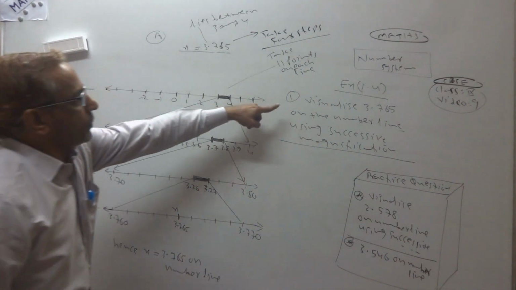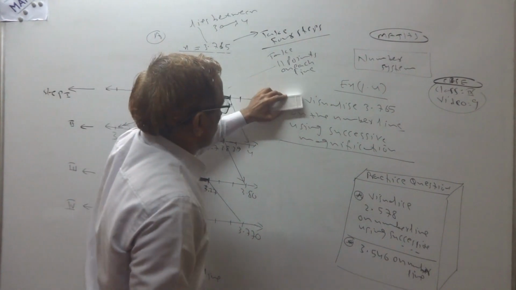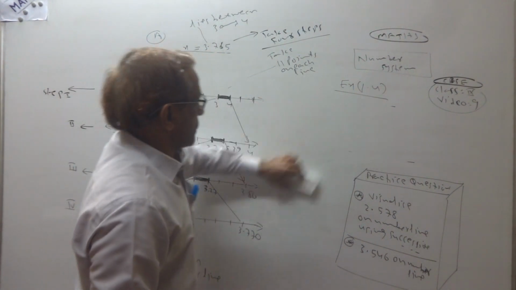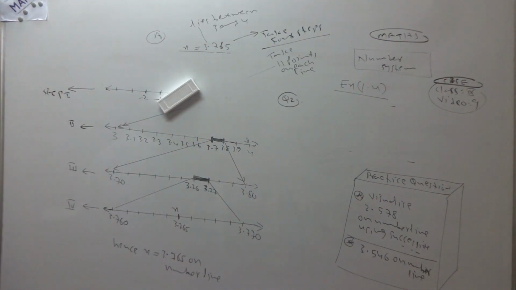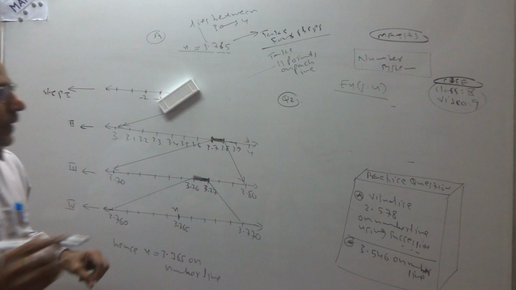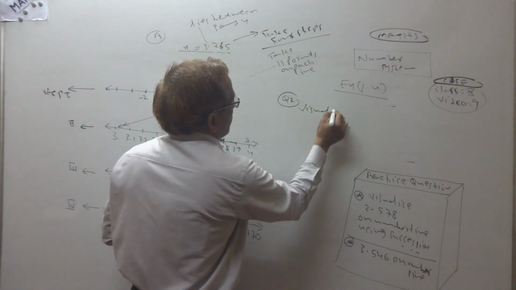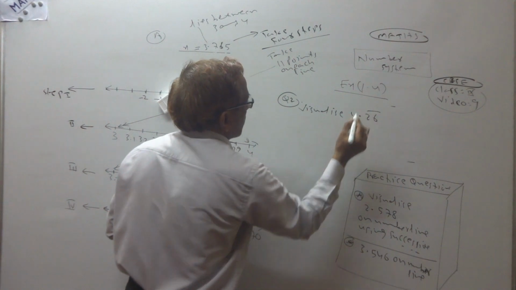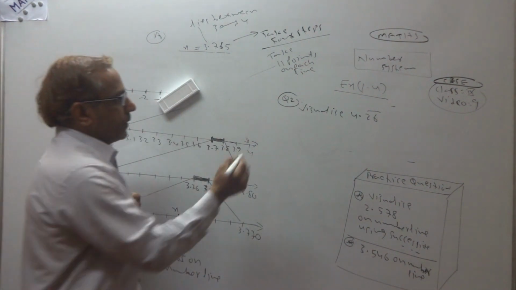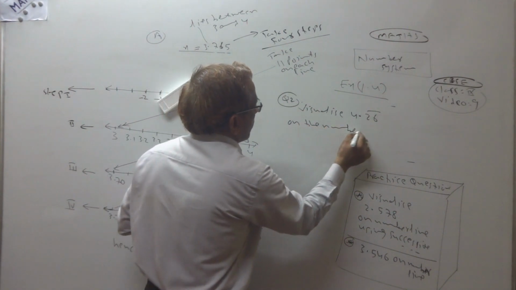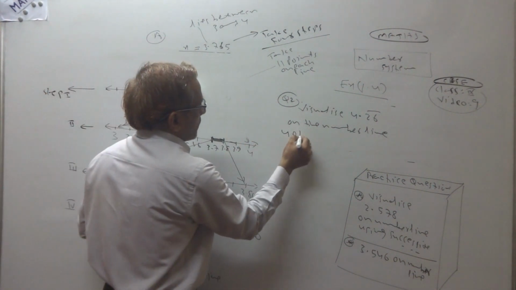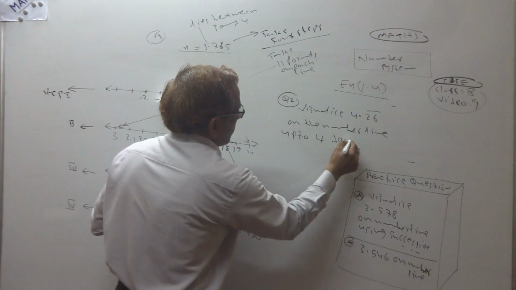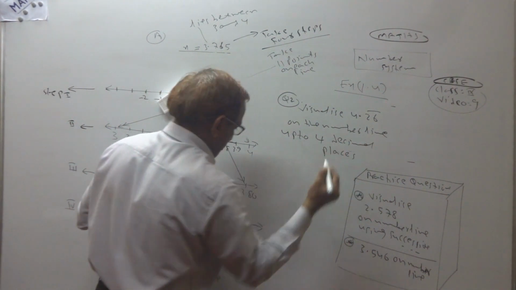Now question number 1 finished. Now question number 2. So we have only 2 questions. This exercise, question 2. Visualize 4.26 bar on the number line, on the number line up to 4 decimal places. Yes.